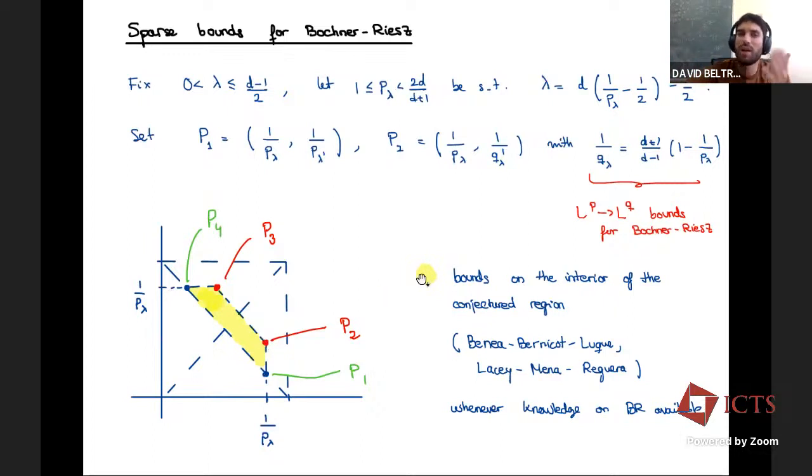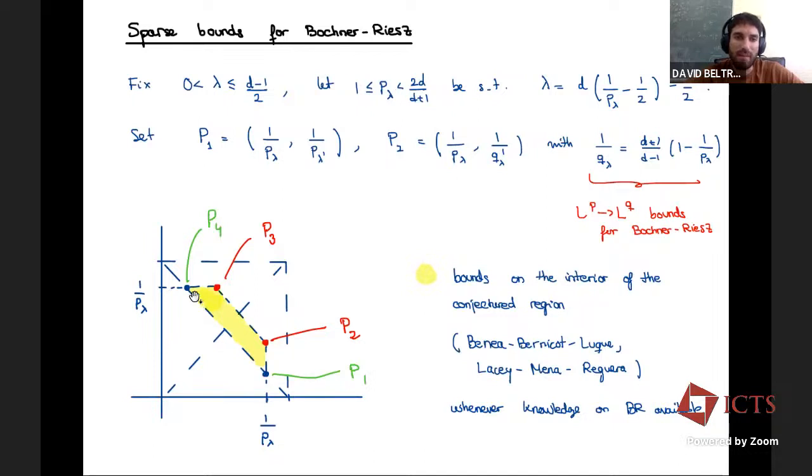And then the previous argument applies when we localize Bochner-Riesz in physical space. Maybe there are some tails and so on, right? So one needs to be a bit careful. So it's not as straightforward as I mentioned, but the idea is more or less the same. And then the bounds on the interior of the conjecture region hold from a single scale analysis whenever knowledge on Bochner-Riesz is available. And this was already observed a few years ago by Bénéa, Bernicot, Luque, and also later on by Lacey, Mena, and Reguera, who proved the sharp bounds on the interior whenever information for Bochner-Riesz is known, if not partial results.